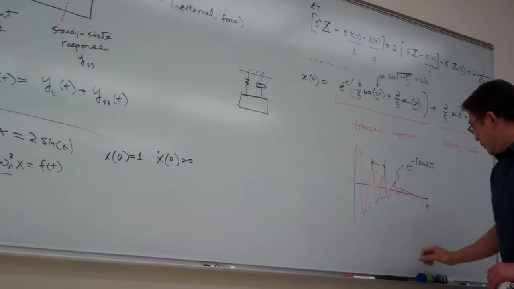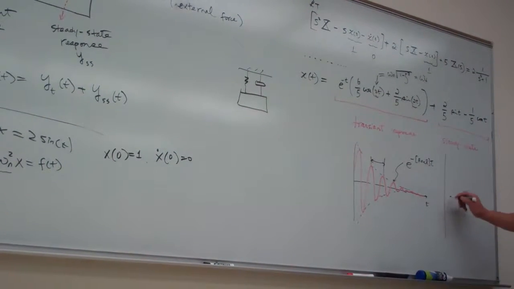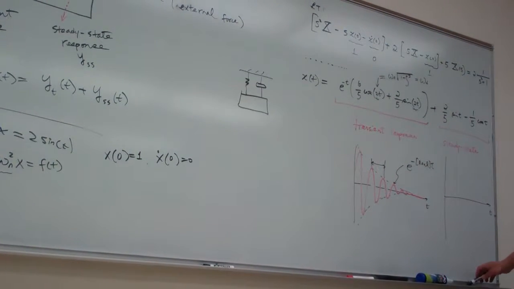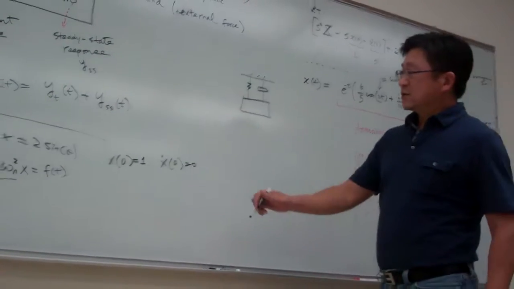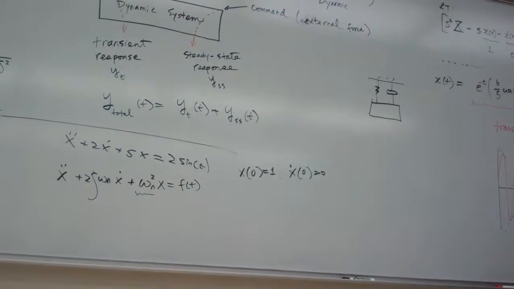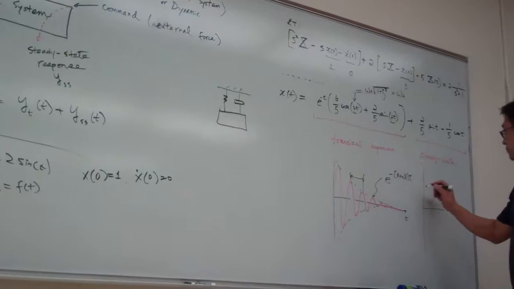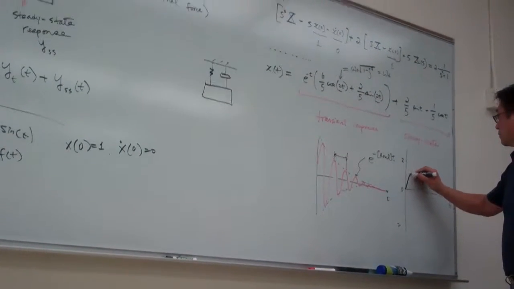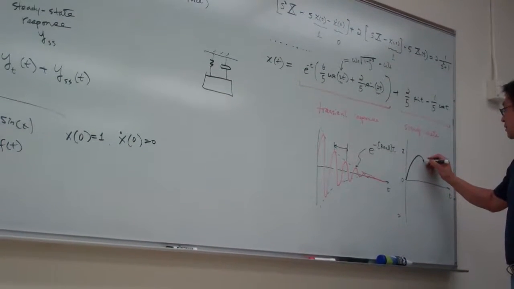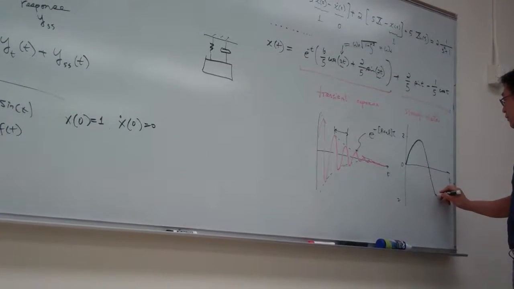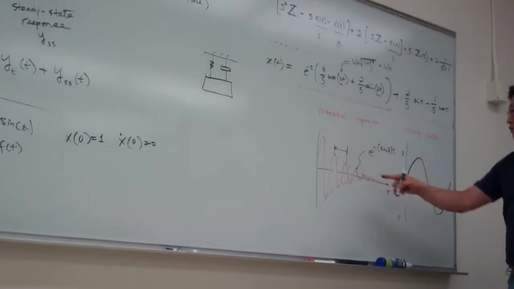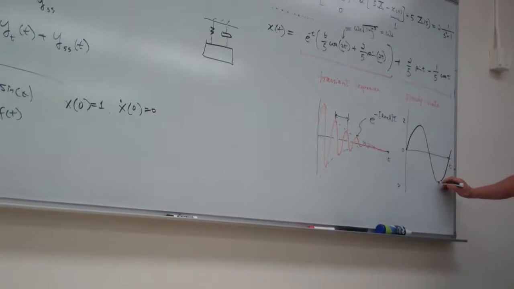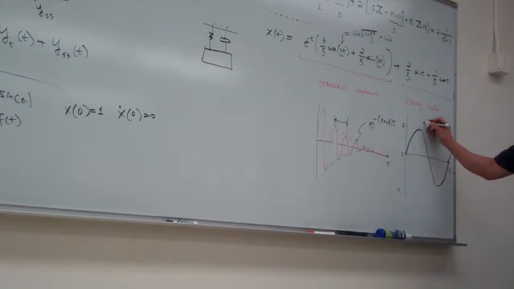For the steady state response, you can see here is the time. Let me draw our signal. Our signal is 2 sine t. Here the signal is oscillating slower than this one, so I draw it slower. Here is the peak equal to 2. So this is our command.